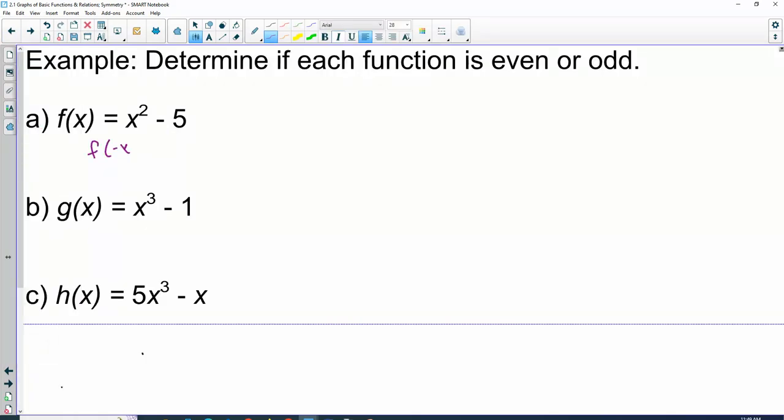If I put in a negative x, what is negative x times negative x? Is that what we started with? Yes, and if we have what we started with, it is even. It's the definition of even.